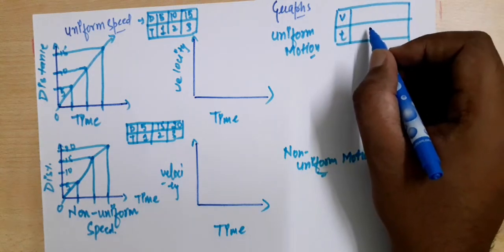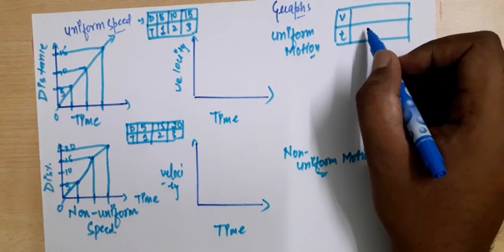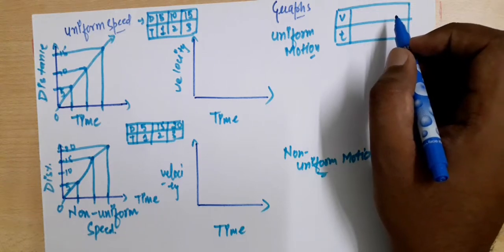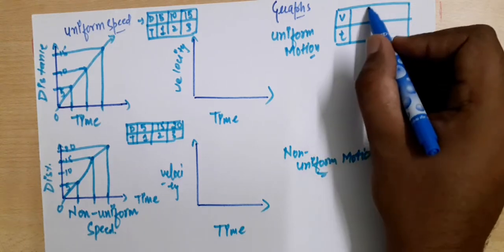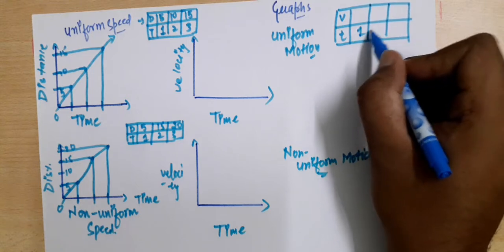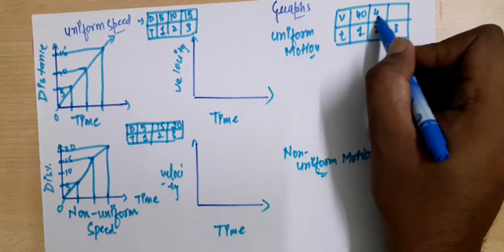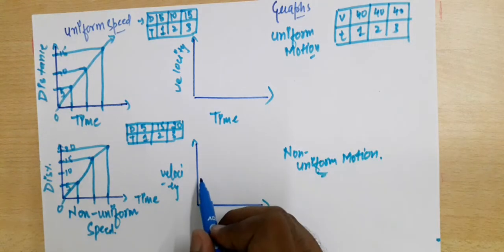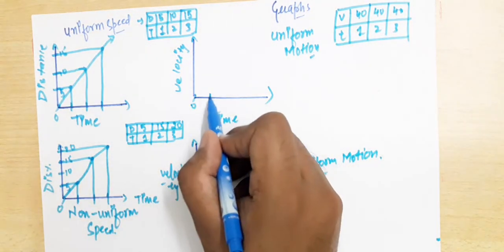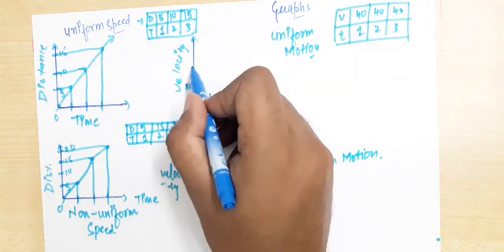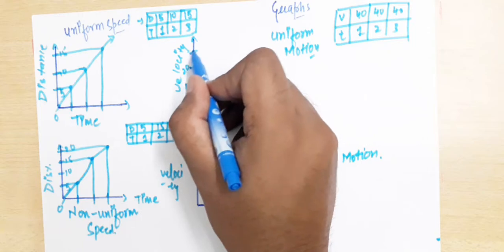Suppose a car is moving at 40 km/h constantly. Then only we say that it is a uniform motion, because with respect to time, velocity should not change. It will be 40, 40 and 40. This is the graph of uniform motion. Consider 10, 20, 30 and 40.